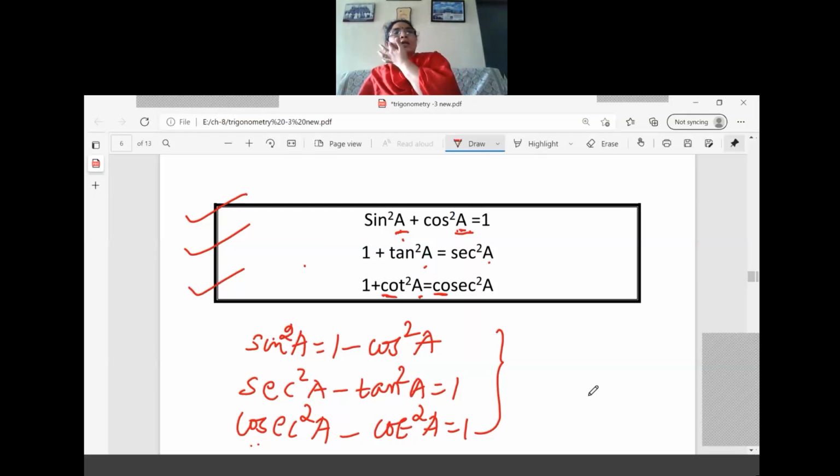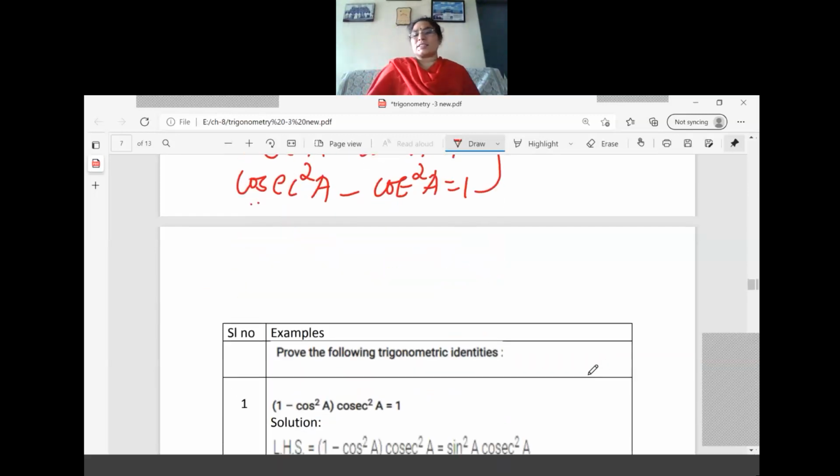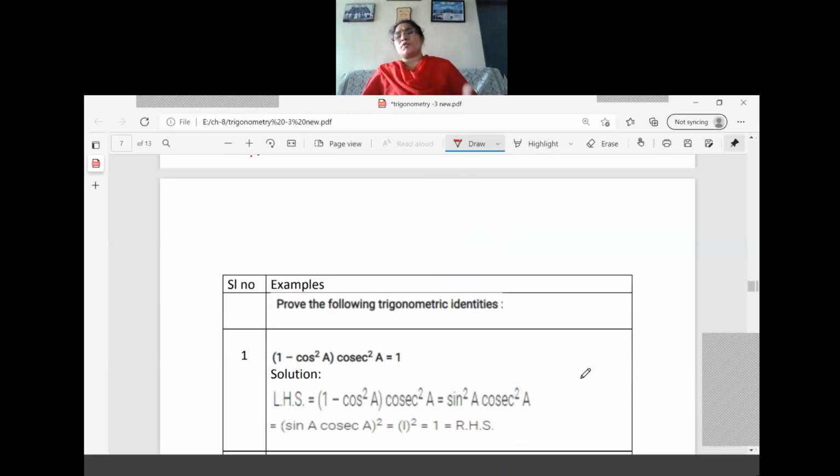So these are the three trigonometric identities we have to study in this chapter only. Based on this, let us see some examples. Always, prove the following identities only. Based on this, questions will come. The first question: 1 minus cos square A into cosec square A equal to 1.